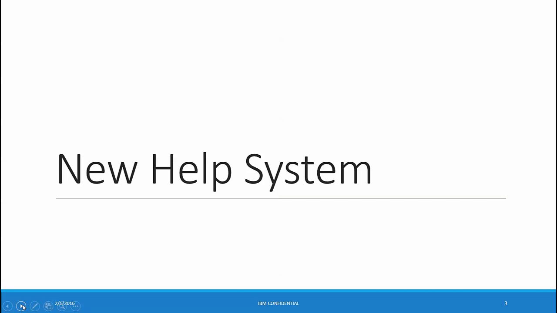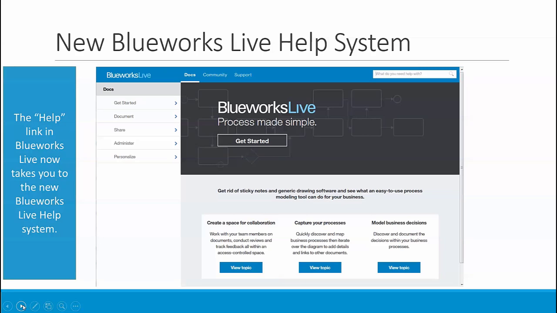Let's take a look at the new help system first. Now when you click on the help link in the upper left-hand corner of Blueworks Live, you'll be taken to the new help system, which looks just like this. So the new help content is organized into several sections here. You can see this in the upper left-hand corner of the screen.